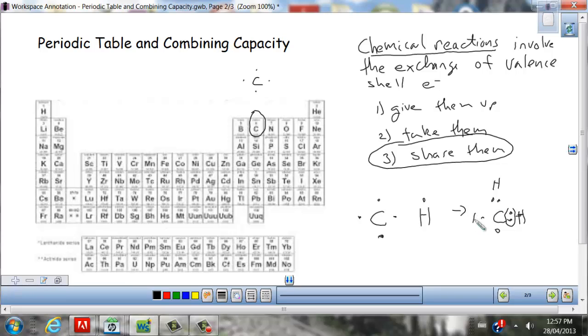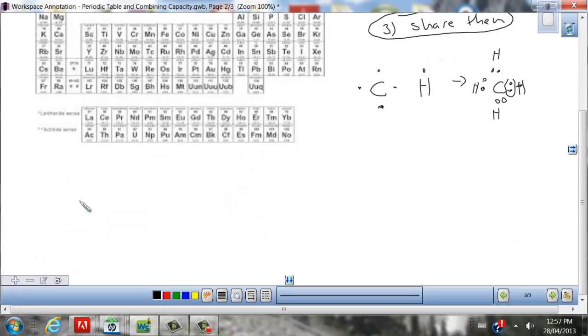Carbon reacts with 4 of these. You now have 1, 2, 3, 4, 5, 6, 7, 8 valence shell electrons surrounding the carbon nucleus. It is now happy, and each hydrogen has 2. So hydrogens are now happy. And this follows the octet rule. Carbon has a combining capacity of 4 because it can form 4 bonding pairs.